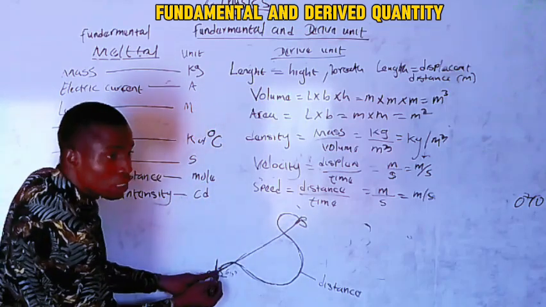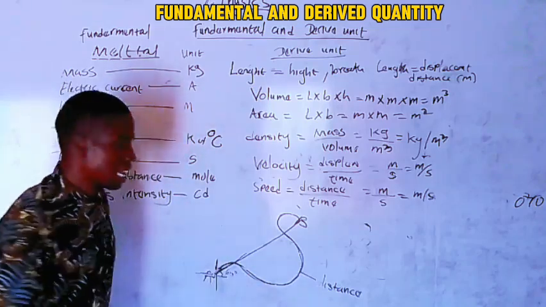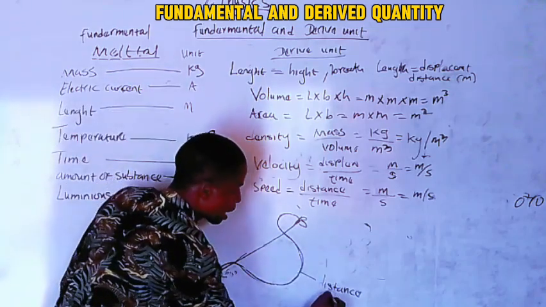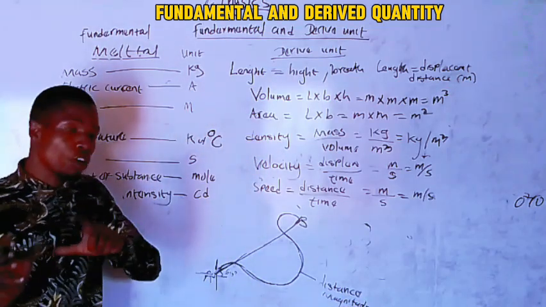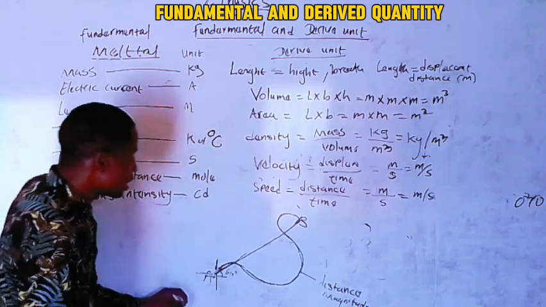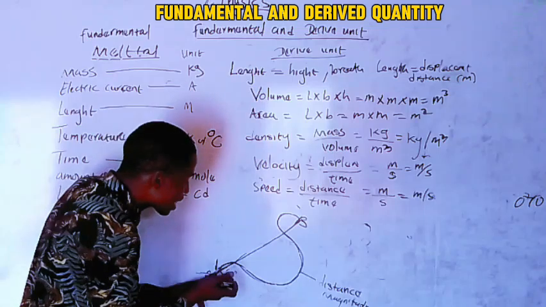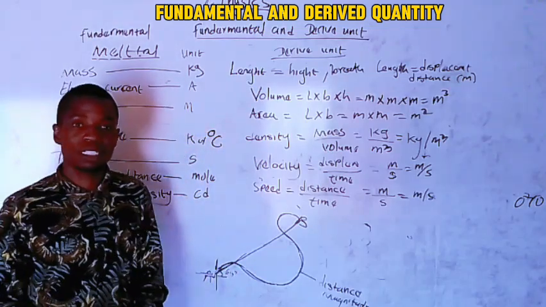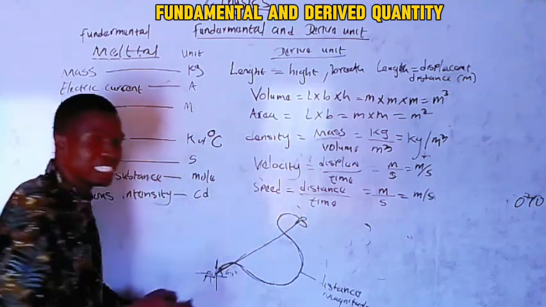But look at this one now. Distance, we can call this one magnitude. Another name for distance is magnitude. Notice that. Now, this one has direction. What is the direction of this one? 60 degrees. The direction of this one to the A is 60 degrees.